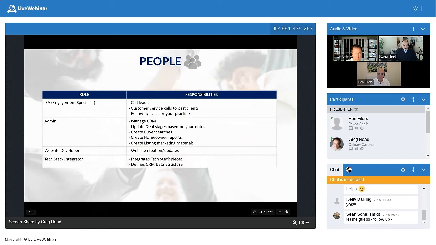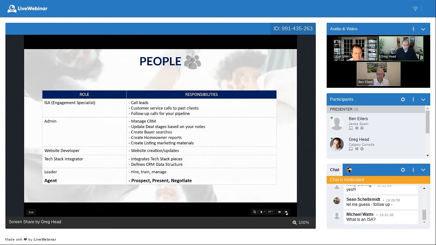Website developers, Kurt Showcase can give you a list of really good ones there. Who's going to integrate your tech stack? Maybe you sign up for a new lead gen. Doesn't matter if you're all in one or best of breed coming into your CRM, the data structure, I'm going to talk about that shortly. Leader: who's going to recruit and manage and find these people and then rehire when they leave? That needs to be considered.